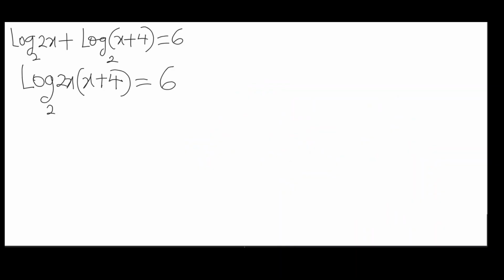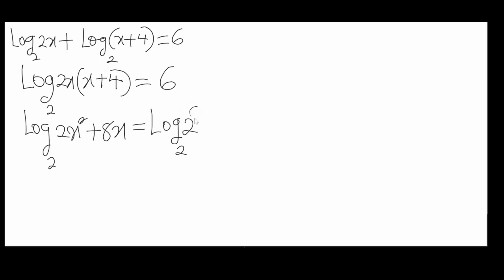So we have log with base 2 now. Then let me quickly simplify this. We have 2x multiplied by x, that's 2x squared, plus 2x multiplied by 4, which is 8x. Then equals, and I'm going to write 6 in the form of a logarithm. So it becomes log with 2 as the base, then we have 2 to the power of 6.